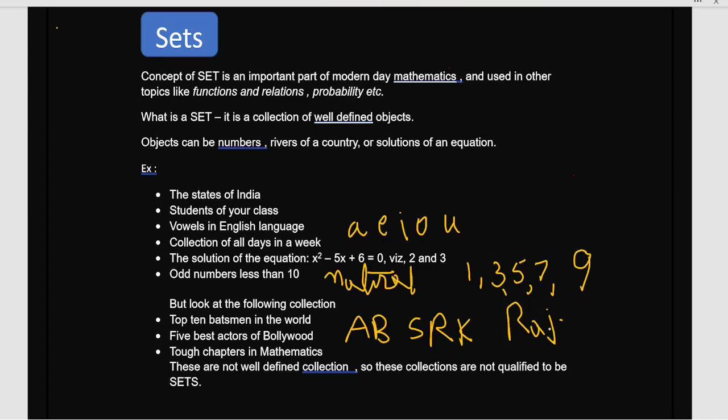Again, take tough chapters in mathematics. I say algebra is the toughest subject. No, you say algebra is very easy; for you, calculus is very difficult. So this is also not unique; you will not get a unique answer from different persons. So this is not a set. These are not well-defined, so these collections do not qualify to be sets.